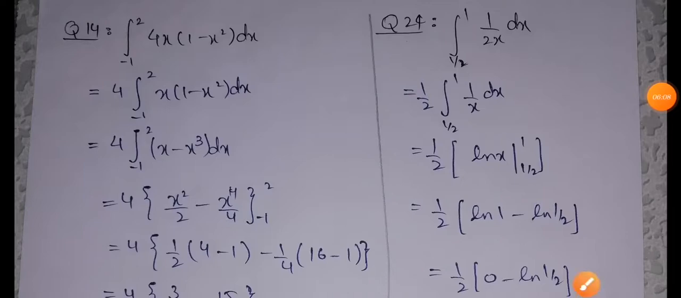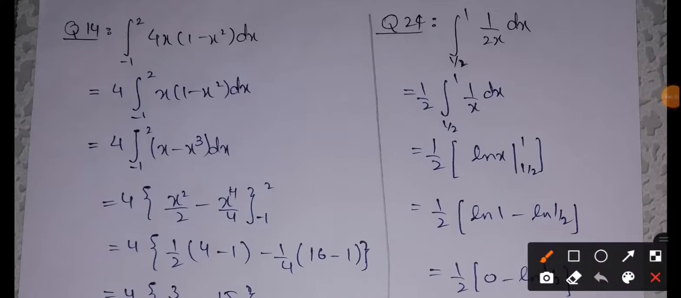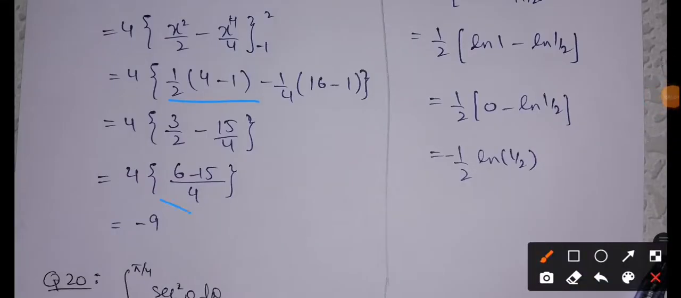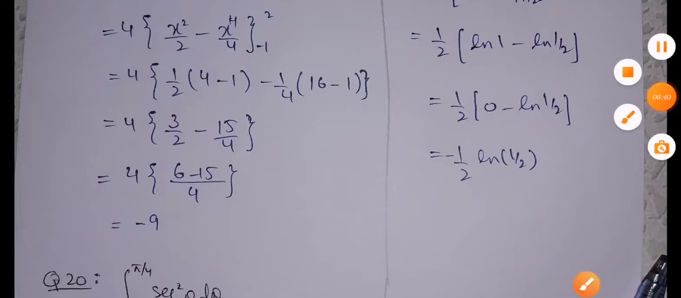Here we have question number 14 from the exercise 5.6. We have to find out the integral from -1 to 2 of 4x into 1 minus x square dx. So we will take this 4 out of the integral, then -1 to 2 of x into 1 minus x square. At first we will simplify it to be x minus x cube, then integrate it. The integral of x will be x square by 2, and for x cube we will get x power 4 over 4 by using the power rule, and the limits are from -1 to 2. So putting upper limit minus lower limit, we get the final answer to be -9.